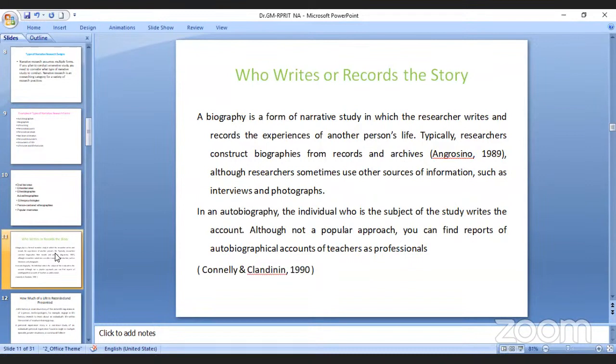They took some movies also in Hollywood, Bollywood also. There are some movies based on biography: famous cricketers, famous actresses, famous politicians, freedom fighters. So the researcher sometimes uses other sources such as interviews and photographs. Then sometimes he will visit their ancestors. He will visit their family members to collect the information.